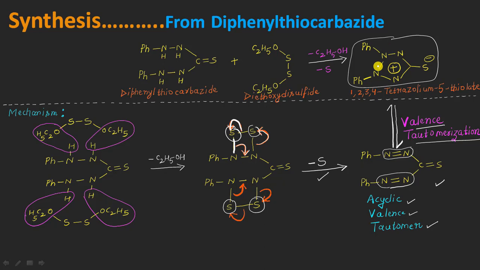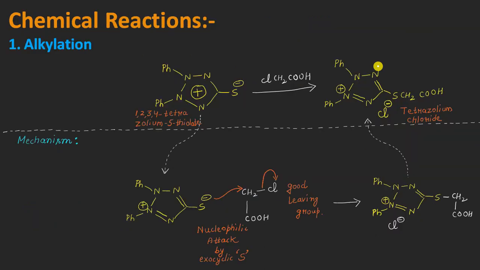So these are the 2 methods of synthesis. The first one was from the dithiazone, in which oxidation with MnO2 gives the required mesoionic molecule, and the second synthesis starts from this diphenyl thiocarbazide. The reaction with diethoxy disulfide followed by the elimination of ethanol and sulfur molecules will result in the formation of our required mesoionic, right? And it is now time to talk about the chemical reactions of our mesoionic molecule.